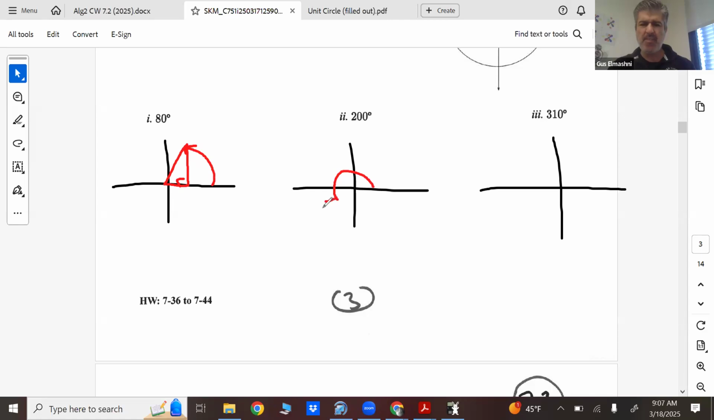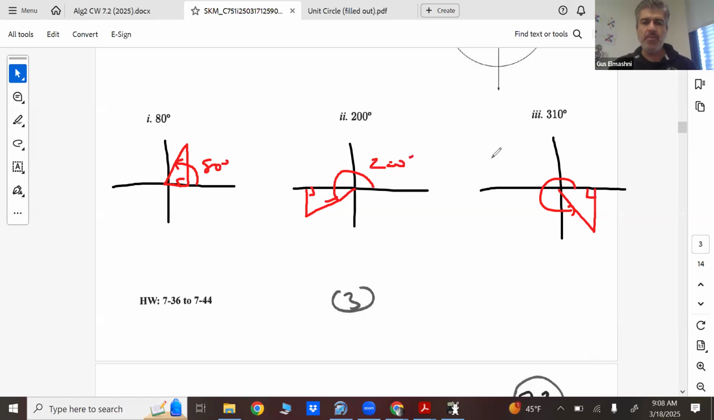Two hundreds like that. And 310 would look like this. Let me draw this one just a little bit better. That's what I meant to say. I meant to do that. My bad. So that's 80 degrees.